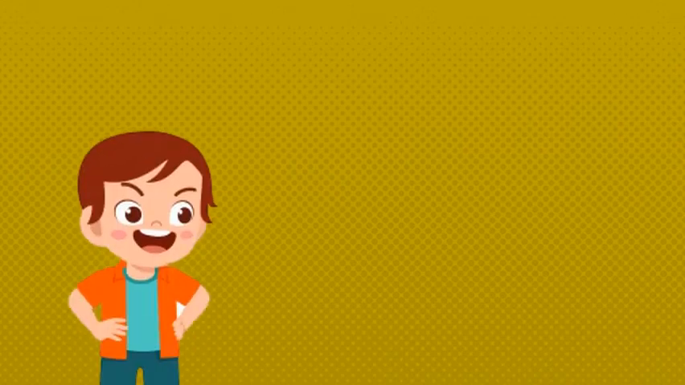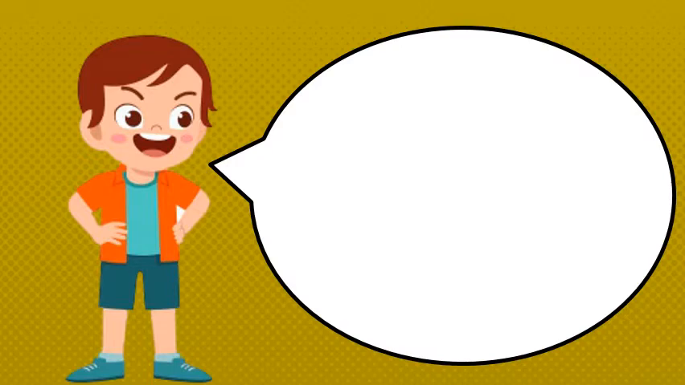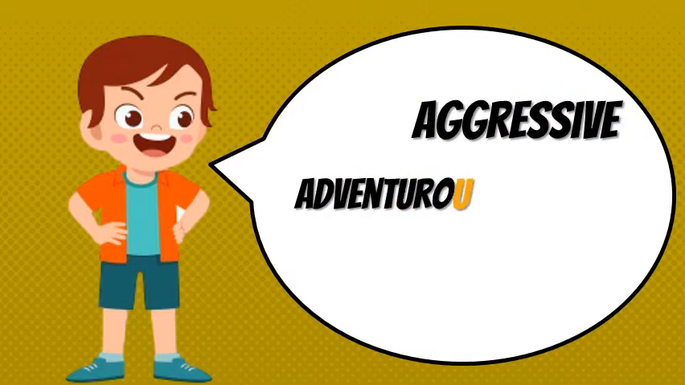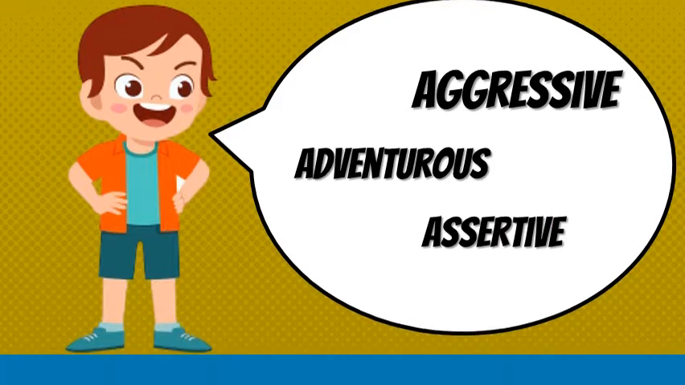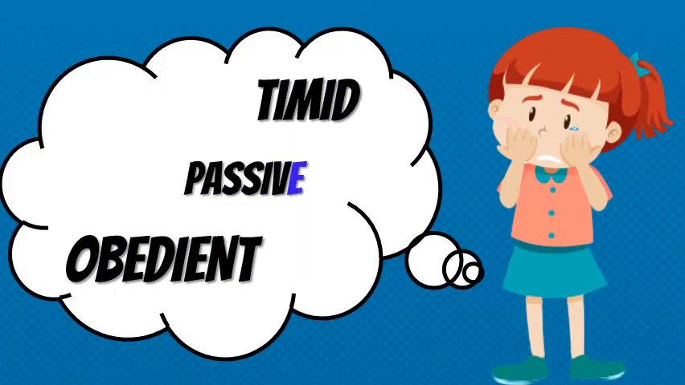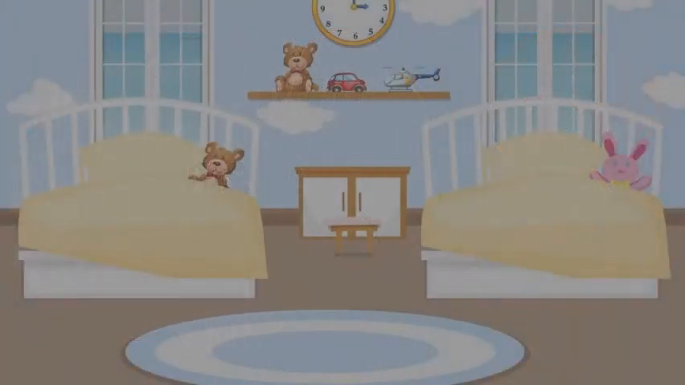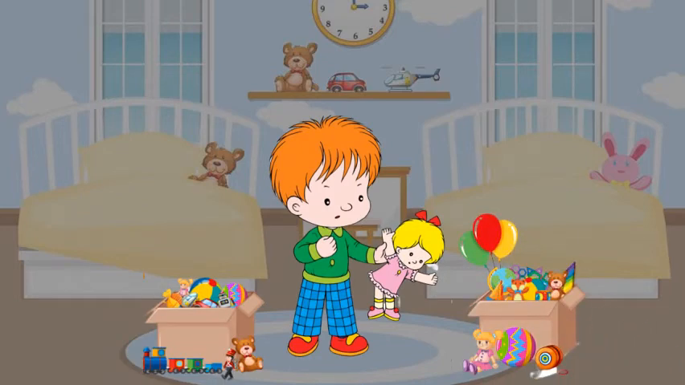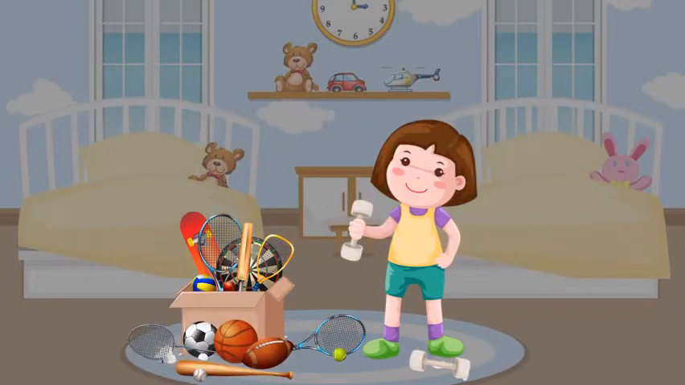These are some examples of attributes. Being masculine is associated with being aggressive, adventurous, and assertive. Being feminine means obedient, timid, and passive. Remember that in the previous unit, we discussed how individuals' attributes and behaviors vary and do not only conform to social norms and customs. A boy can have feminine attributes, just like a girl can have masculine attributes.